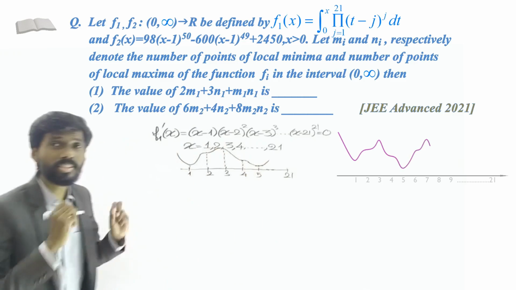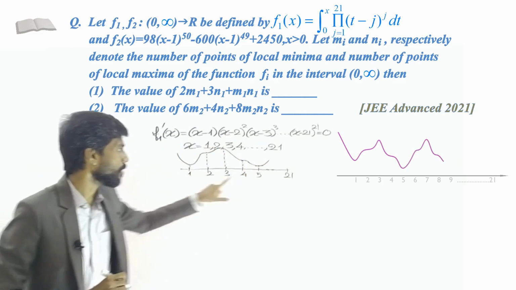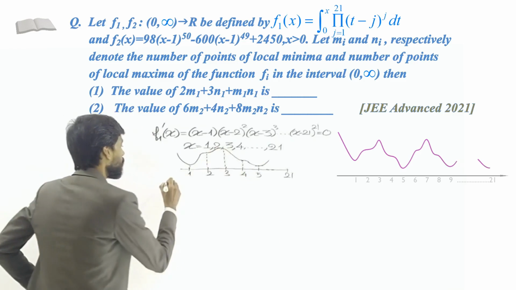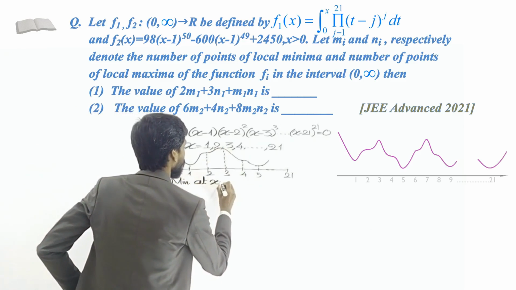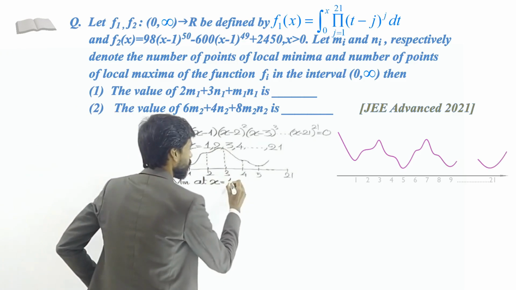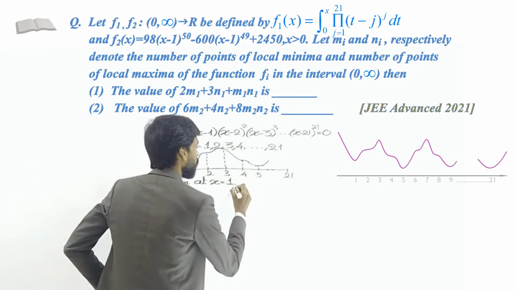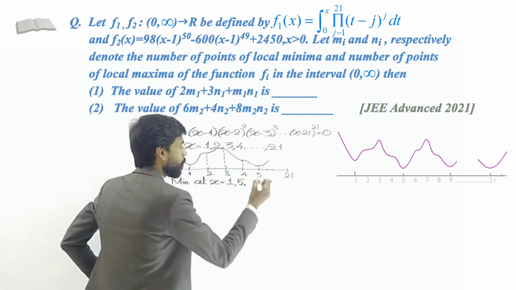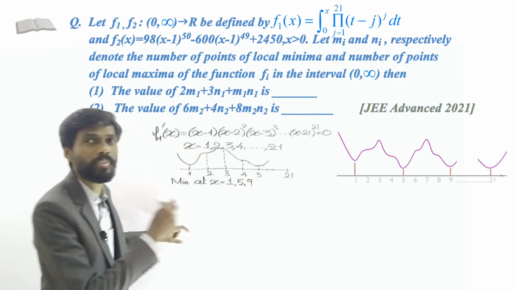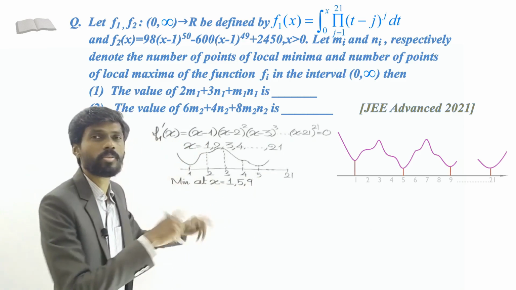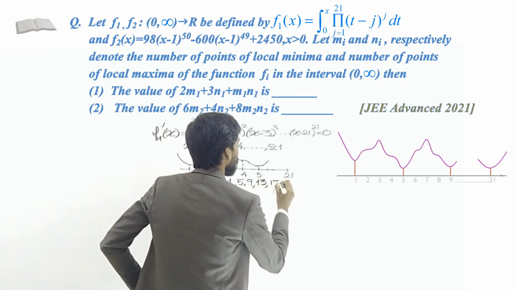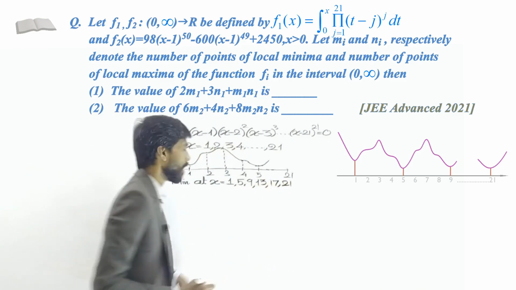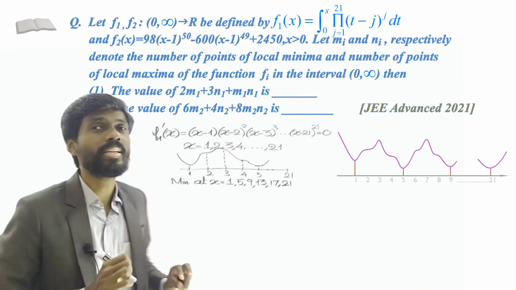So the function attains minimum value at 1 and 5 and many more points, right? So minimum at x equal to, what are the points? At 1 the function is minimum. At 5 also the function is minimum. The next point 9. Okay, interval of length 4, right? So 1, 5, 9. So 9 plus 4, 13. And then 17, 21. So there are 6 points at which the function is minimum.